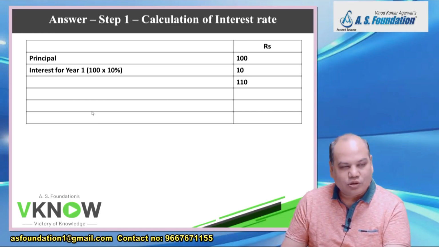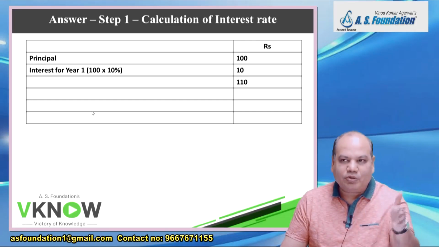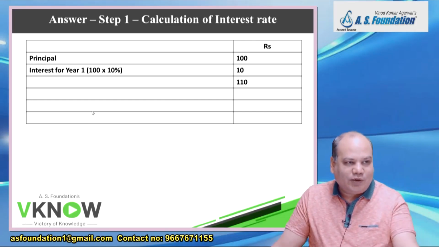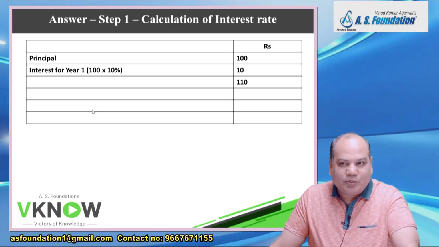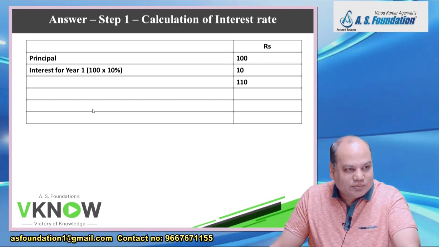Now here we have to also calculate interest on interest. Interest is compounded annually. So after 1 year, you have to pay interest on interest also. So the second year will include interest on principal plus interest on interest. That is called compound interest. Have you heard of the word compound interest?